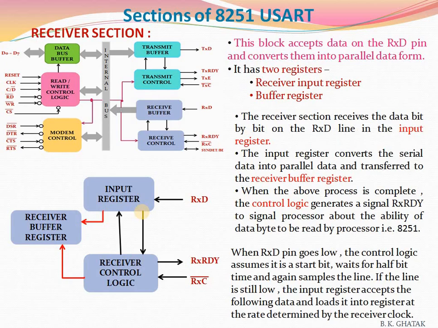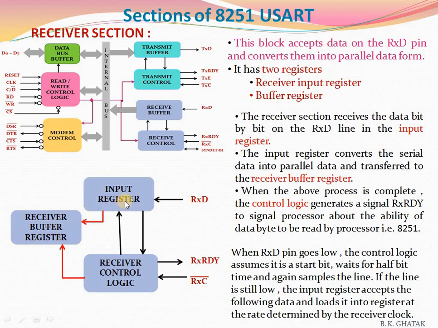So we can easily understand how the transmitter block works in 8251. Clear? Now have a look at the receiver section. So this is the receiver section. This block accepts the data on RxD pin and converts it into parallel format. This block has 2 registers. One is known as received input register and another is known as received buffer register. The receiver section receives the data bit by bit through this RxD input line into the input register. Then the input register converts this data into parallel data and transfers it to the receiver buffer.